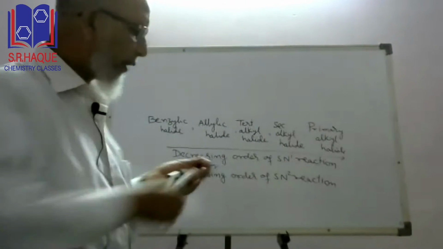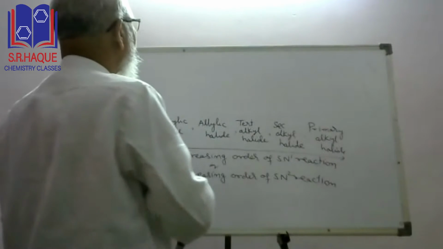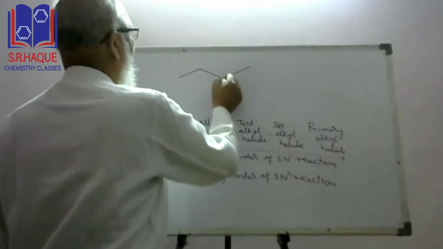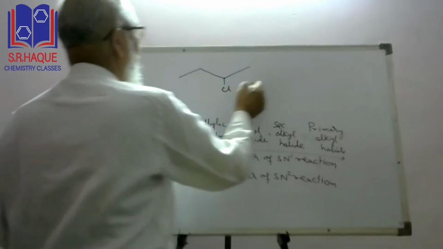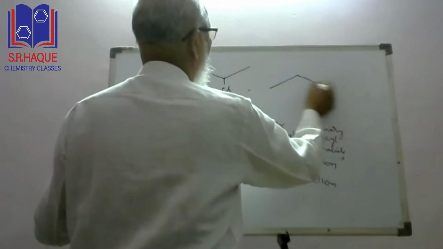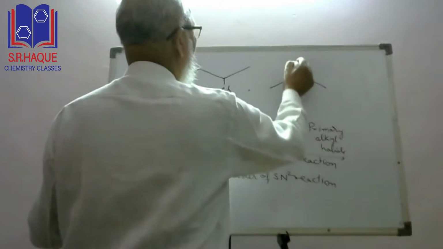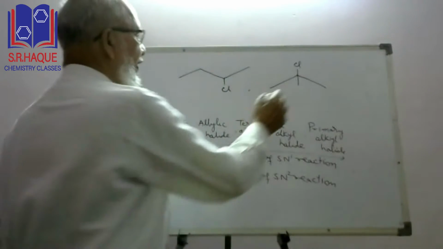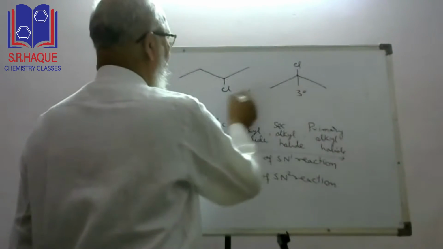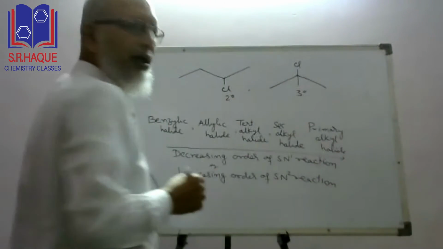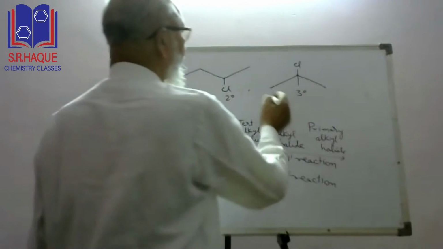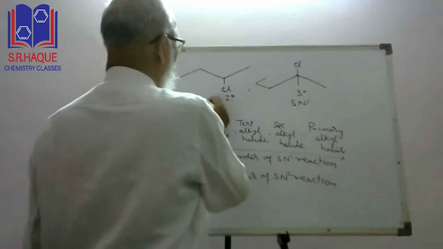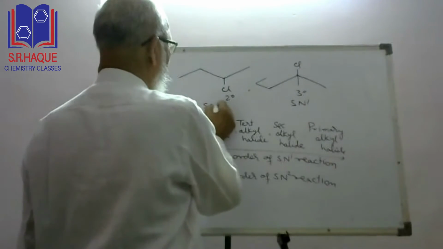So if it is asked that if there are two compounds with Cl, so this is your tertiary alkyl halide and this is your secondary alkyl halide. So it will more easily undergo SN1 reaction and this will more easily undergo SN2 reaction.